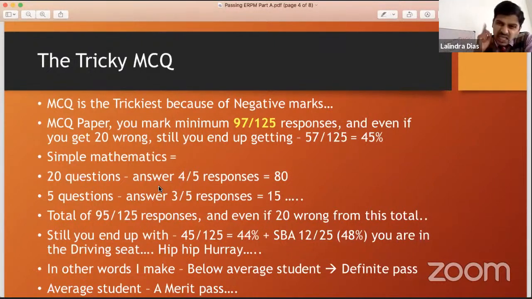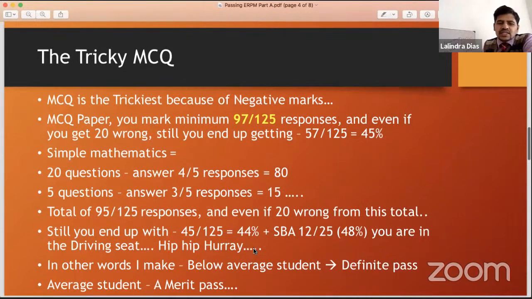But even if you give allowance for 20 incorrect answers, still guys, you end up getting 45 out of 125, which is 44%. So in the MCQ paper, you have got 44%, and in the single best answer paper, just 12 out of 25, even less than half, that means you have got 48%. So you are done with the exam, right? So hooray situation, isn't it? You are in the box seat.